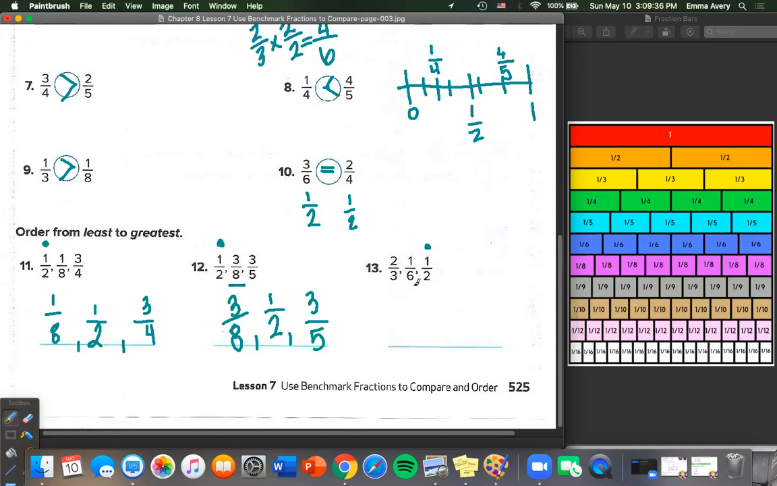Now we have 13. Well, we have 2/3, 1/6, and 1/2. Well, we can trade this, so it's 2/3, and we can multiply each side by 2, and we get 4/6. So we have the same denominator. So 1/6, 1/2, because that's our benchmark in the middle, and 4/6. And that's our order.